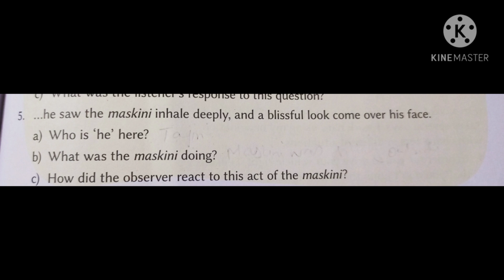Question number 2, what was the Maskini doing? The Maskini was sitting outside the Tajiri's kitchen where wonderful smells came wafting through the open window and they made the Maskini's mouth water. And the third question, how did the observer react to this act of the Maskini? The observer, the Tajiri, thought, how dare he help himself to my smells, and he ordered his servants to seize the Maskini and take him to the village jail.